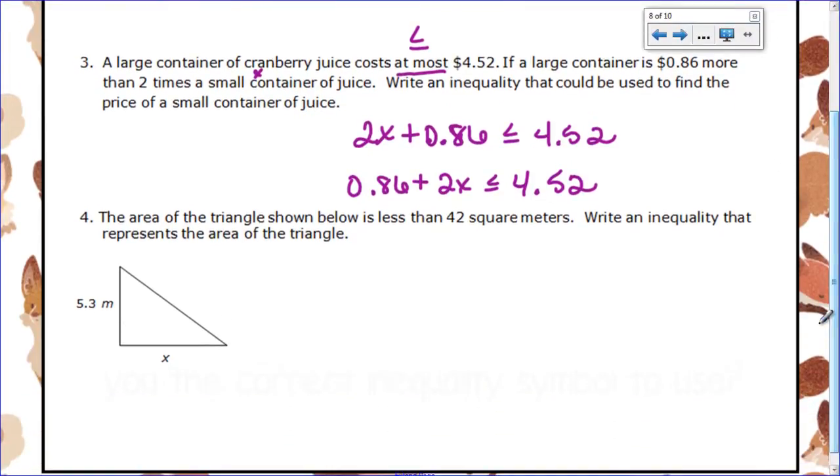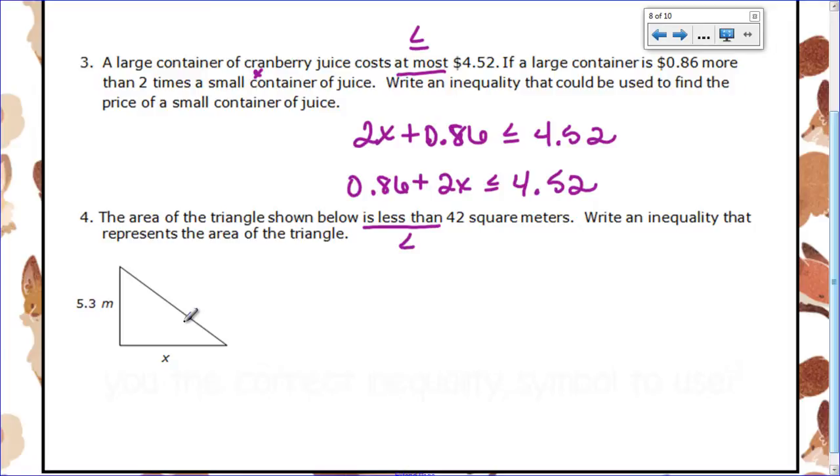So number 4, the area of a triangle shown below is less than 42 square meters. Because it says "is less than," that means we're going to use the inequality symbol less than. It doesn't mean subtraction. If it was just going to be a subtraction problem, the word "is" would not be there. So the area of a triangle is less than 42 square meters. Write an inequality that represents the area of the triangle.